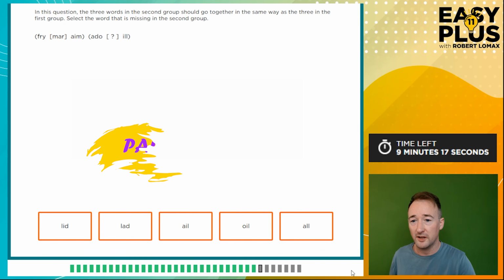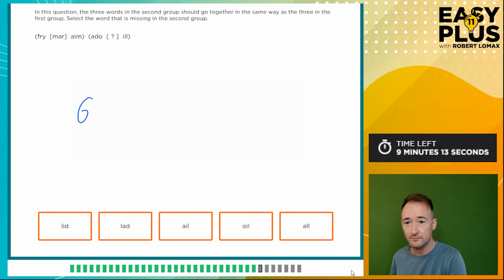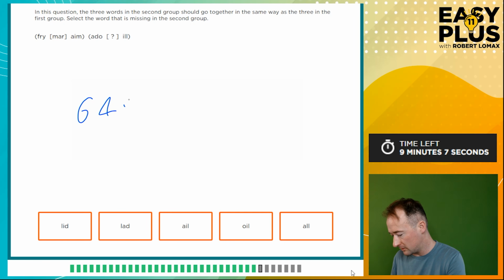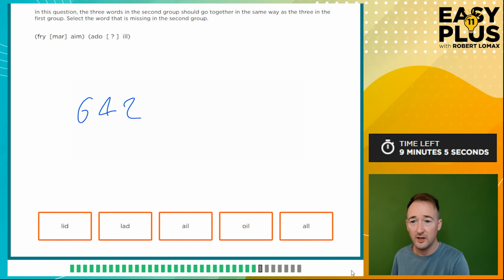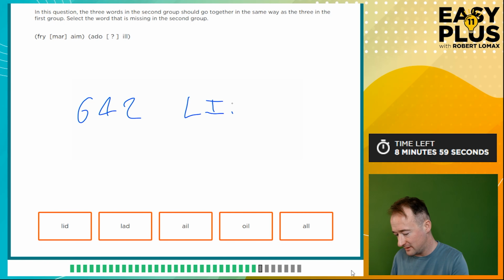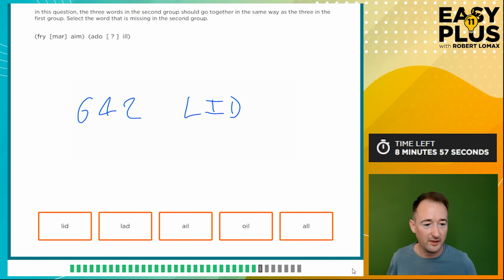M is from place 6, A is from place 4, and R is from place 2. Second set of words, place 6 is L, place 4 is I, and place 2 is D, lid, and that's an option.